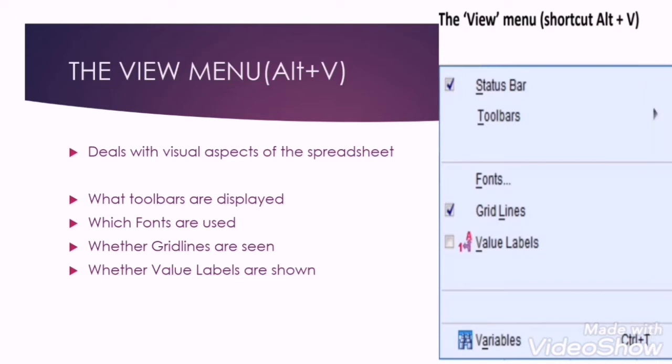View menu. This menu is used for viewing the visual aspects of the spreadsheet, specifically what toolbars are displayed, which fonts are used, whether we can see the grid lines on the spreadsheet, or whether value labels are shown for the variables. The last option on this menu is variables. This allows us to look at or enter details of the different variables we have used.